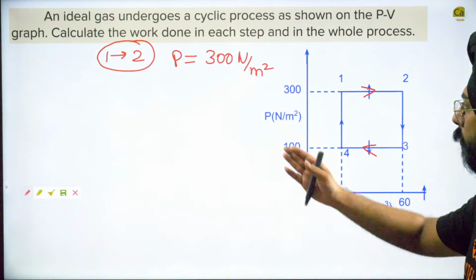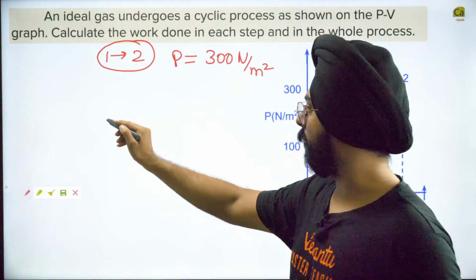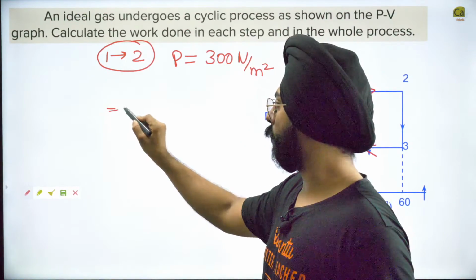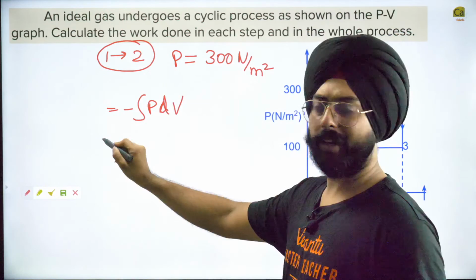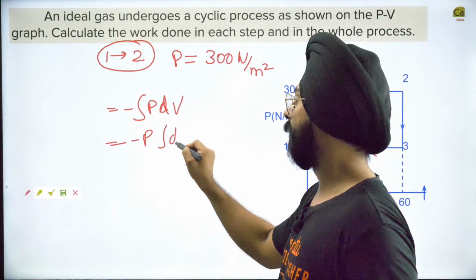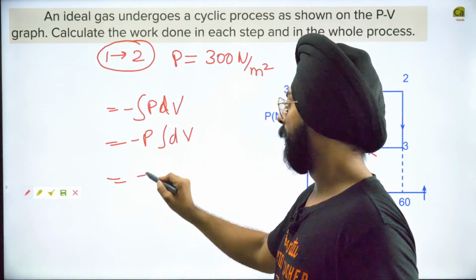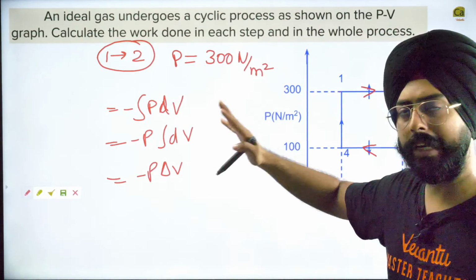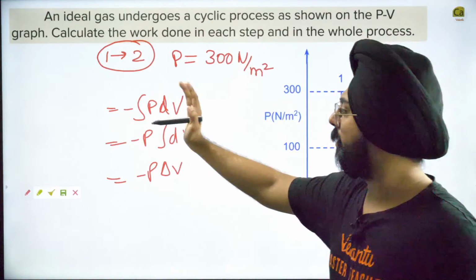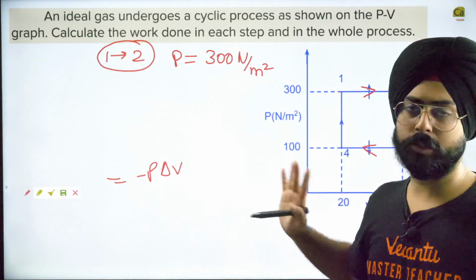Now people, since pressure is constant, what is the formula for work done? It is equal to minus integral of P dV. Yeah, pressure can come outside, minus P integral dV. Integral of dV is what? Minus P delta V. Okay? So whenever pressure is a constant value, whenever you have constant external pressure, don't think about these formulas too much. It is just minus P delta V.